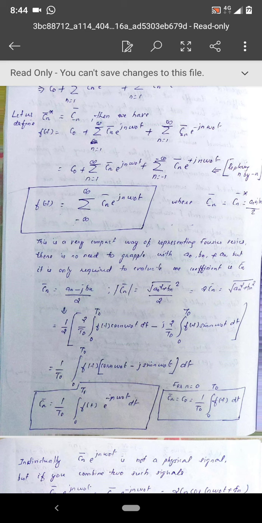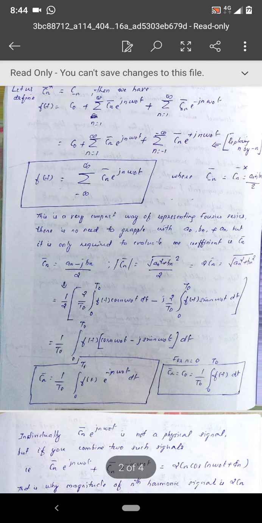So you can see that it is a very compact way of representing Fourier series. There is no need to grapple with a naught, an and bn and everything. Instead, you have to find only one term, that is Cn bar, instead of going and finding a naught, an and bn. So it's very easy to write a Fourier series representation in the form of exponential series.